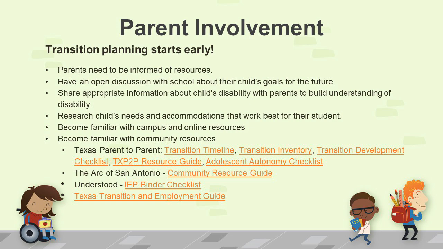The Texas Transition and Employment Guide must be provided by either hard copy or internet link at every annual ARD where transition is discussed or when the guide has been updated. Since it is a new guide, be sure your families are receiving the most updated version. Don't begin to plan for after age 22 at 21 and a half.